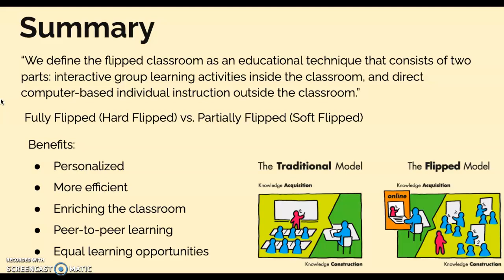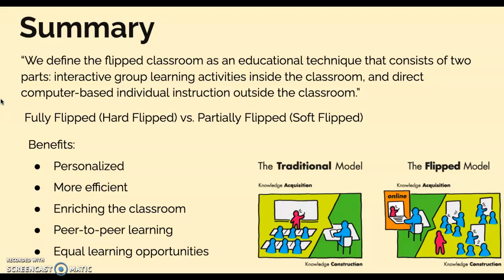According to a research paper, The Flipped Classroom: A Survey of the Research, it provides a formal definition of the flipped classroom. We define the flipped classroom as an educational technique that consists of two parts: interactive group learning activities inside the classroom, and direct computer-based individual instruction outside the classroom. Khan Academy and UCI Open, which we explored before, are tools of the flipped classroom model.